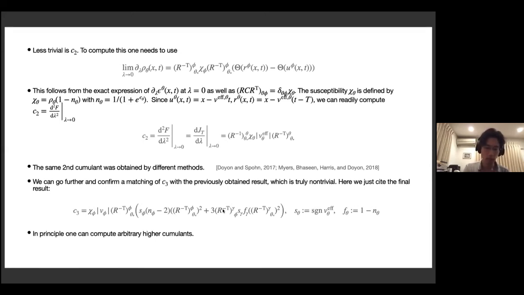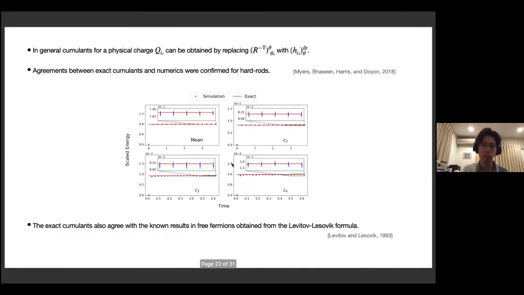I won't bore you with the computation, this is just the final result, which doesn't look so pleasant, a bit complicated, but this is really the same as the one obtained before. You could, in principle, go further and calculate the fourth and fifth cumulants if you really want to do that kind of computation, but I'd say this confirmation up to here should be sufficient. And as I said, if you want to know the cumulants associated with a physical charge, you just need to replace R inverse T with this h test.